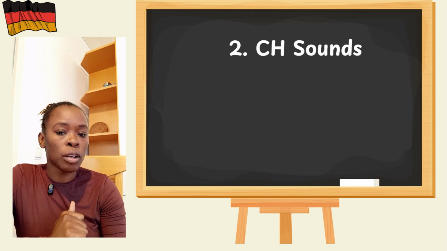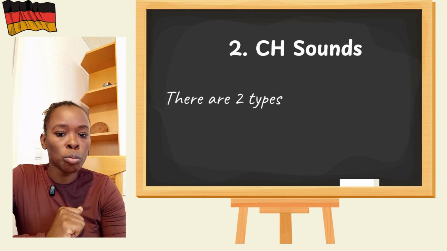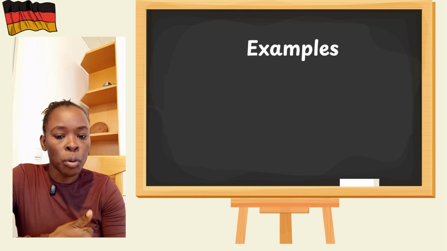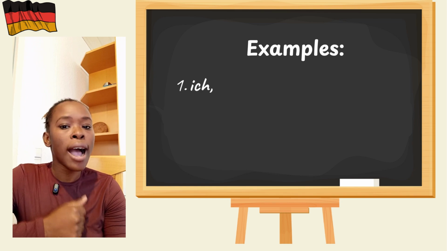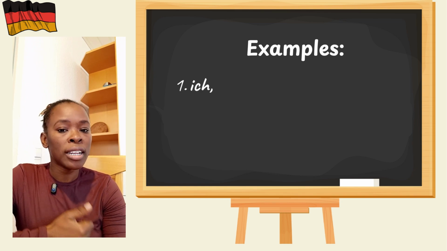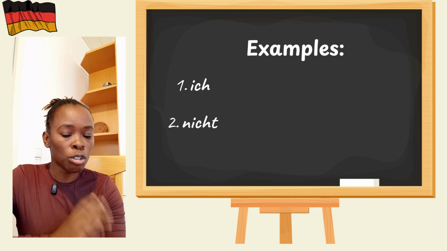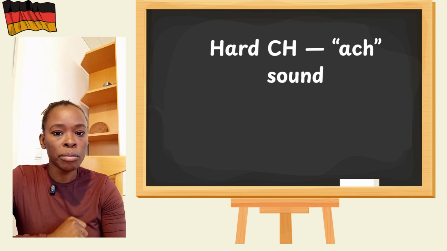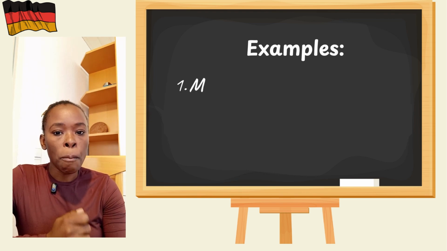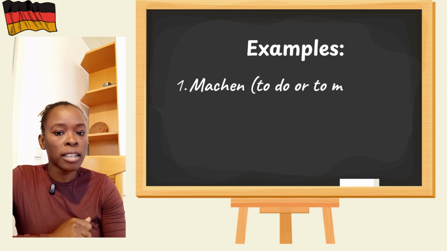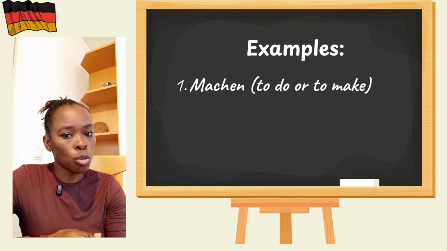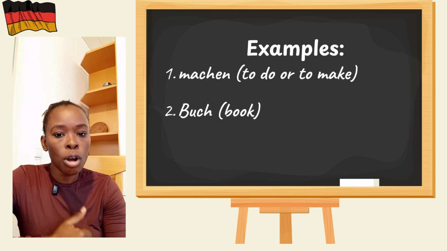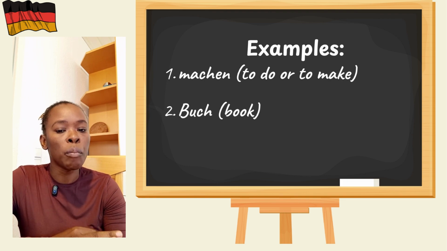Number 2, the CH sound. There are 2 types. Soft CH sound. For example, ich, meaning I, or nicht, meaning not. The second type is the hard ach sound. For example, machen. Machen means to do or to make. Or Buch, meaning a book.